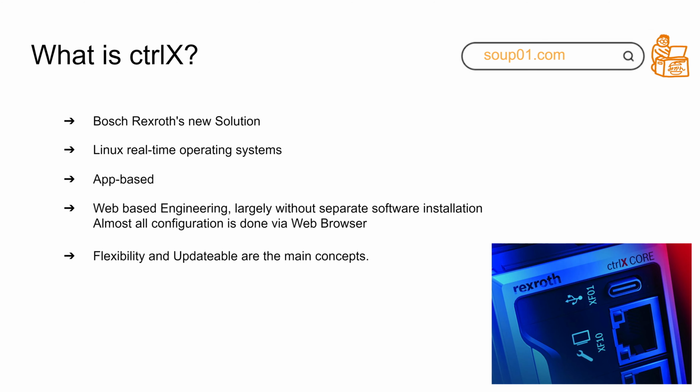So, what is ctrlX? ctrlX is a Bosch Rexroth solution. It's a Linux real-time operating system. It's app-based and has web-based engineering, without separate software installations. Almost all configuration is done with the web browser. The main concept of ctrlX is flexibility, updatability and scalability.